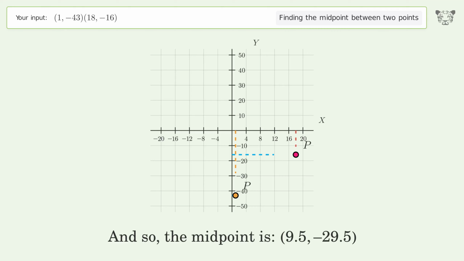And so, the midpoint is 9.5, negative 29.5.